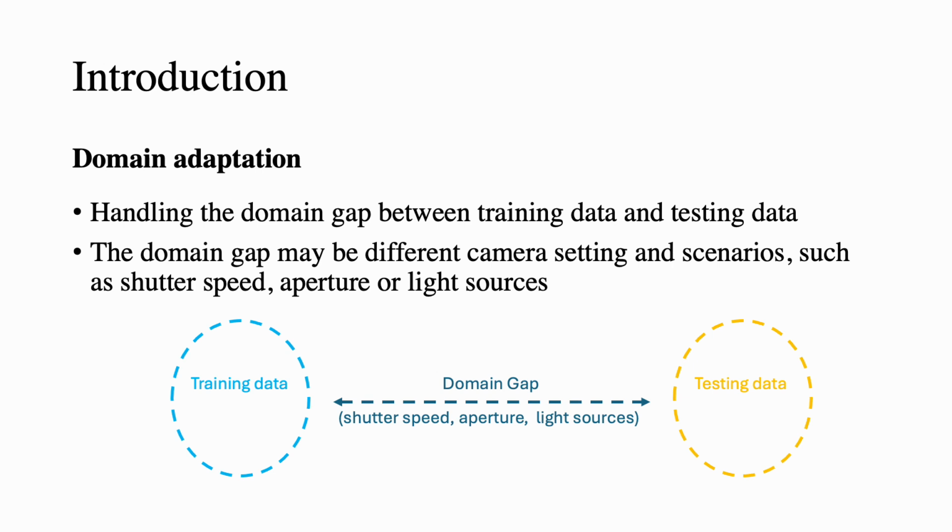The task of my research is handling the domain gap between training data and testing data for video deblurring. The domain gap may be different camera settings and scenarios, such as shutter speed, aperture, or light sources.